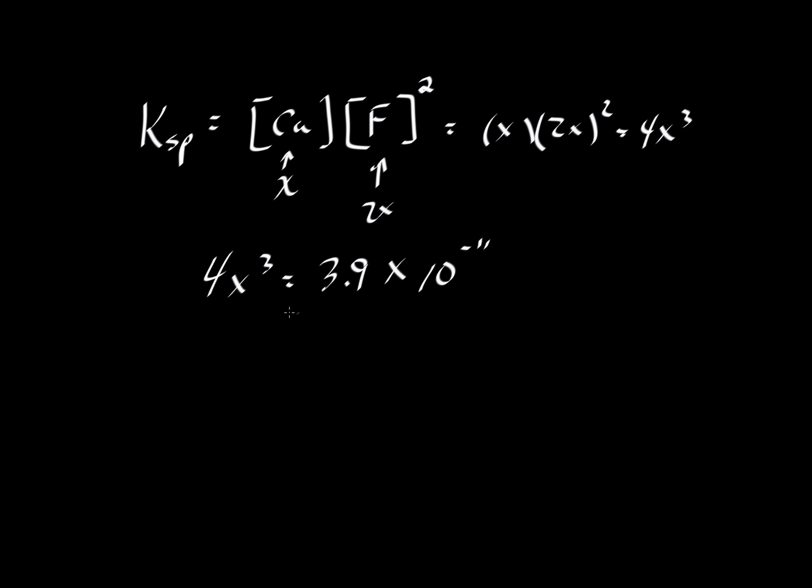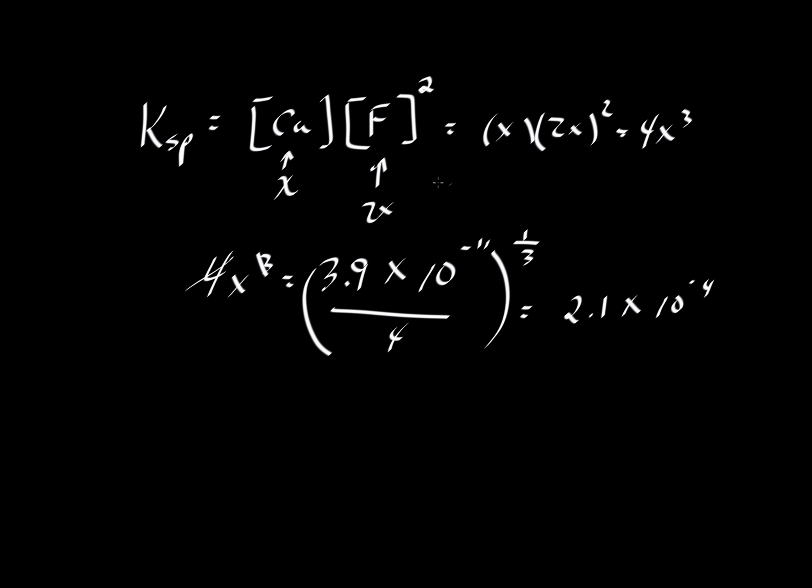If we take this, we can solve for x. We can divide by 4, and we can undo the cube by taking the cube root, which is the same as raising it to the 1/3 power. And that whole thing would be equal to 2.1 times 10 to the minus 4.